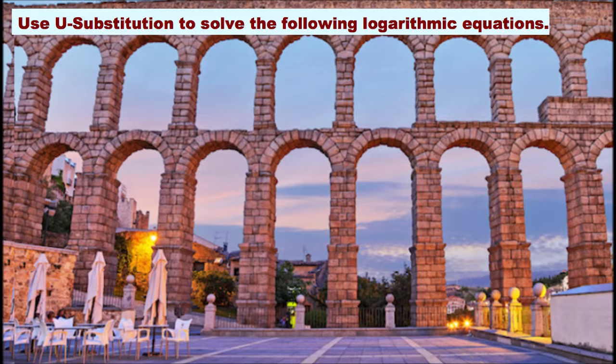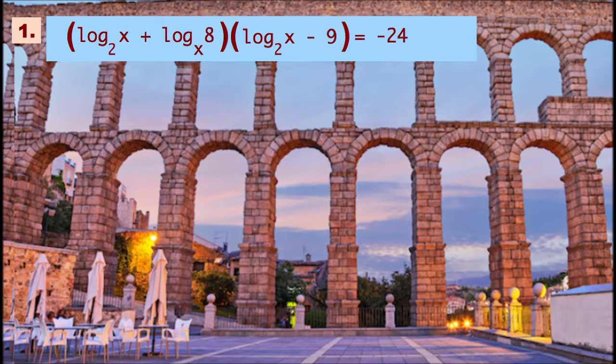Use U substitution to solve the following logarithmic equations. Question 1. The quantity log base 2 of x plus log base x of 8 times the quantity log base 2 of x minus 9 equals negative 24.